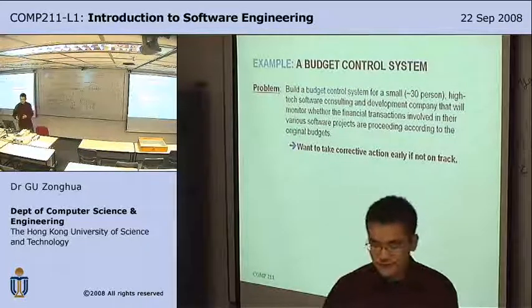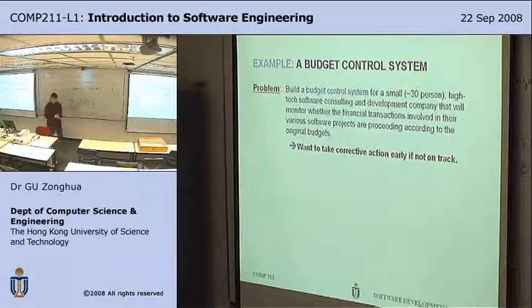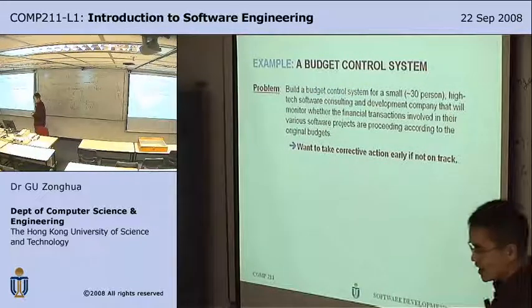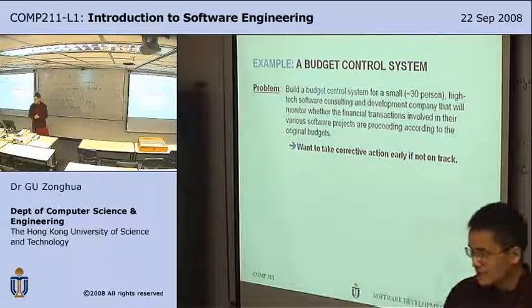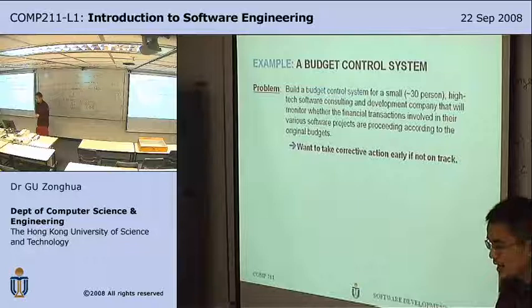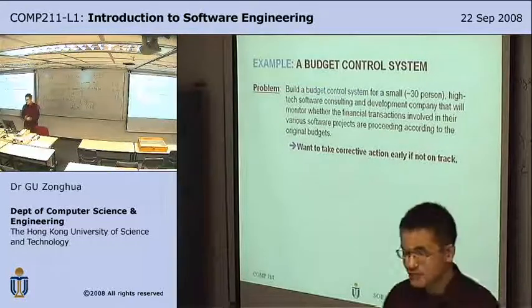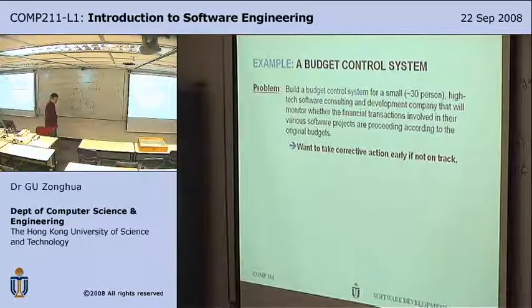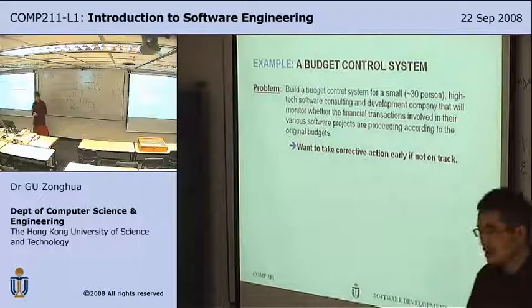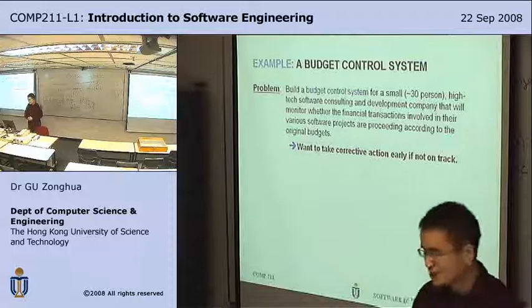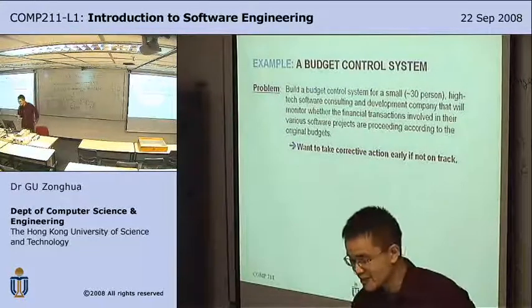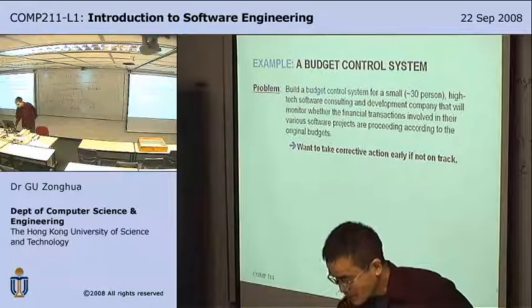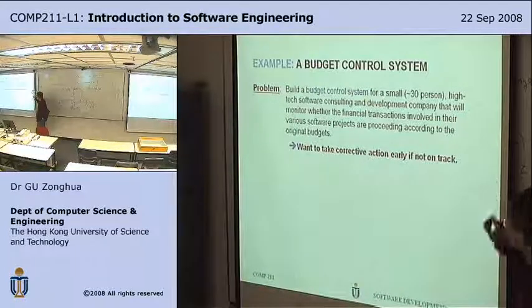You are developing software for external clients. You sign many contracts and many projects are ongoing concurrently. And for each project, you get some money from the client, and you're spending the money on equipment, on personnel, on training. And you need to make sure that each project is on schedule and on budget. So that is the job of the budget control system, so you can have a clear view of the progress and the budget consumption of each project within the company. It is a small company, around 30 persons.